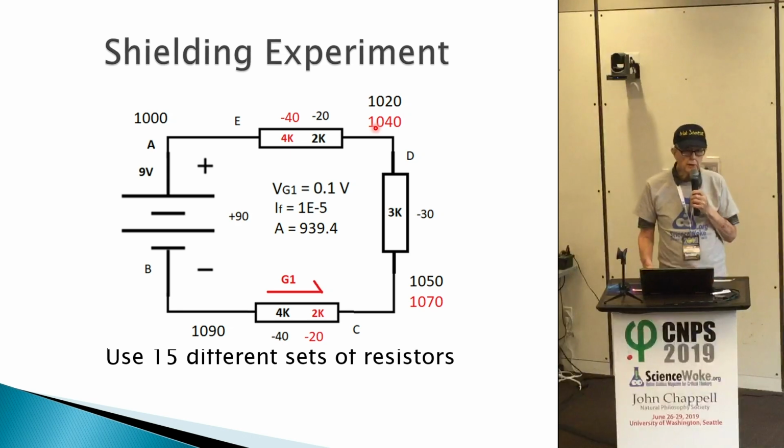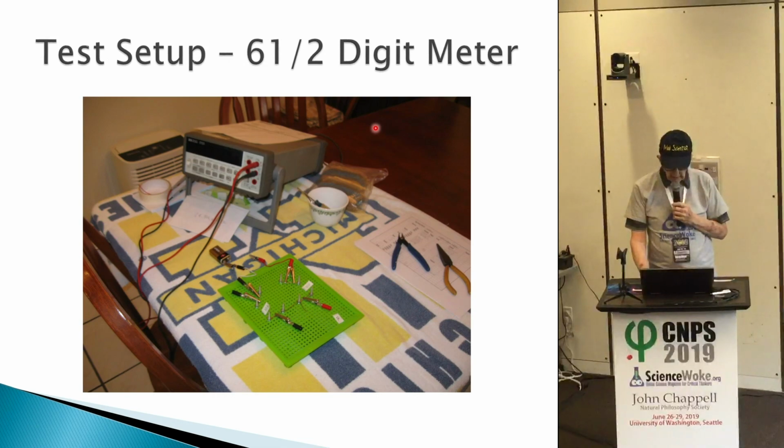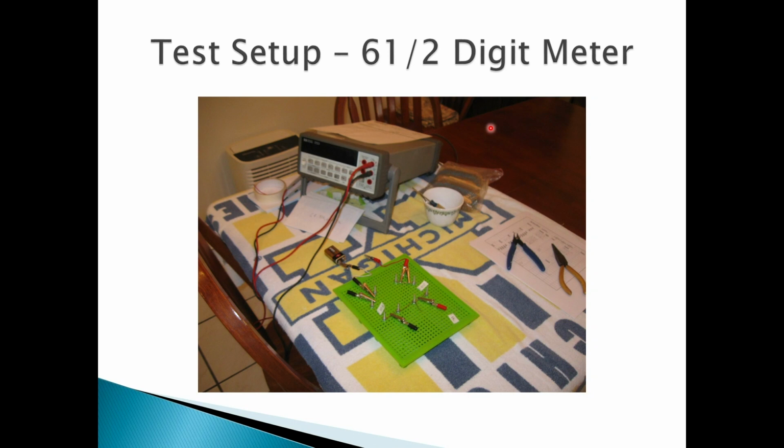Well, what I did was I used 15 sets of resistors, and I rented a 6.5 digit voltmeter. That's a picture of the voltmeter, and that's my test setup. I should have got a 7.5, but that one cost me $150 a month to rent. The 7.5 will cost $300, double that.